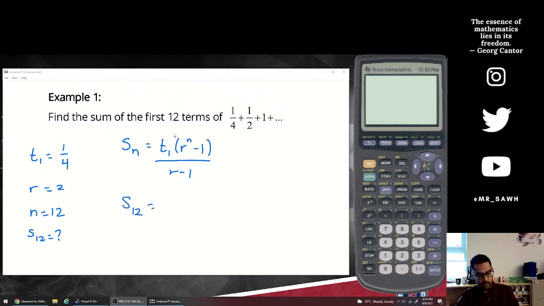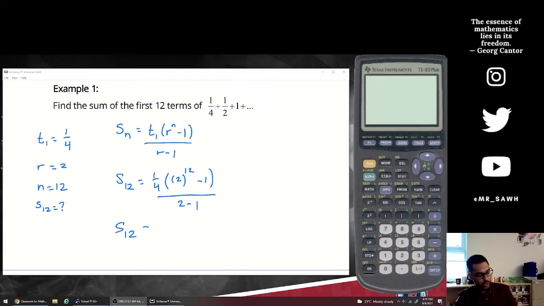So the sum of the first 12 terms is our first term of 1 over 4. My ratio is 2, n is 12. We'll subtract 1, and then on the bottom, 2 minus 1, which will simplify to 1, so that's kind of nice. So the sum of our 12 terms will be 1 over 4, 2 to the power of 12 is something I need. So 2 to the power 12 works out to be 4096. And then minus 1 is there. Underneath, my 2 minus 1 will just disappear because it works out to be 1, so I don't really need it, but we can include it for completeness' sake.